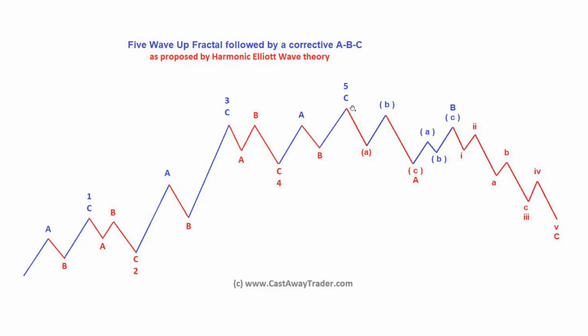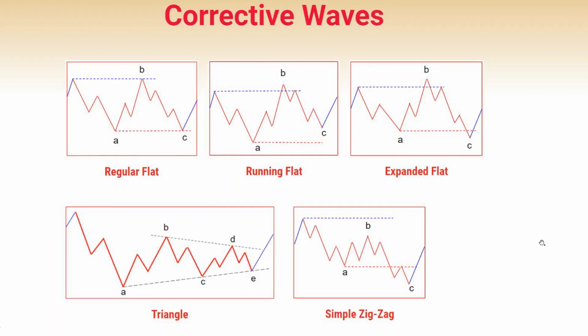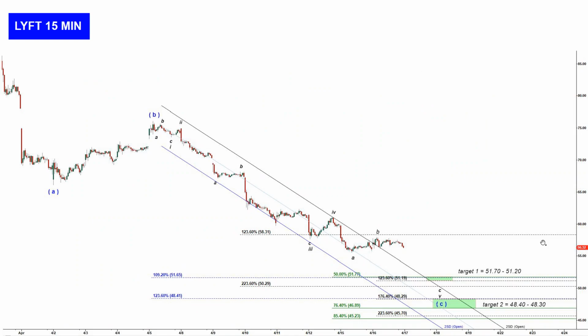And a corrective wave of a larger degree is normally subdivided into 3 major legs: A down, B up, and C down. And there are different structures of corrective waves, and in my course I explain each of them with real-life examples. Now let's talk about LYFT.